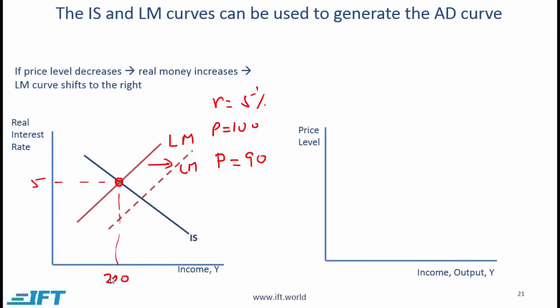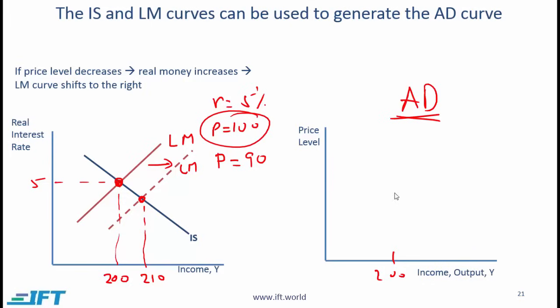Now when the price level comes down and the LM curve shifts to the right, then we have a higher level of income. Let's say this level of income is 210. So take this over to the aggregate demand curve, which we will plot over here. Our original point had an income of 200 and the price level was 100.